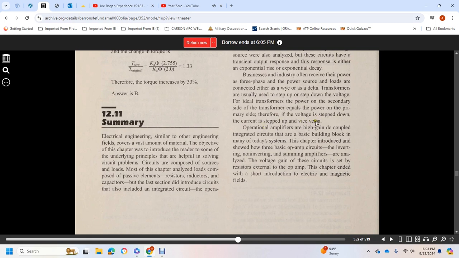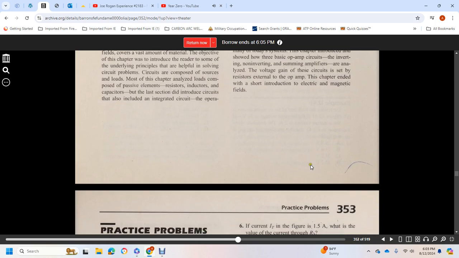Operational amplifiers, high-gain DC-coupled integrated circuits, are a basic building block in instrumentation systems. The chapter introduces them, showing how three basic op-amp circuits, the inverting, non-inverting, and summing amplifiers, are analyzed. The voltage gain of these circuits is set by resistors external to the operational amplifier. The chapter ended with a short introduction to electric and magnetic fields.